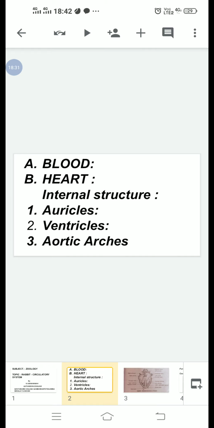The ligamentum arteriosum is present at the point of contact of the systemic arch and pulmonary arch. It is a remnant of the ductus botalli, which connects the systemic and pulmonary arches in the embryonic stage.